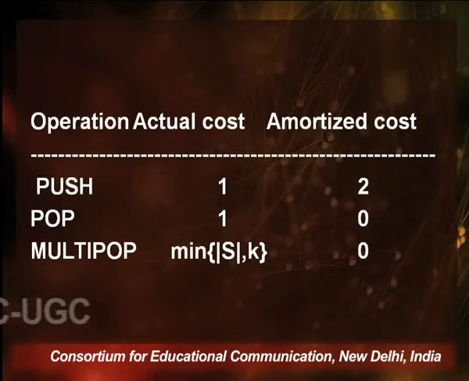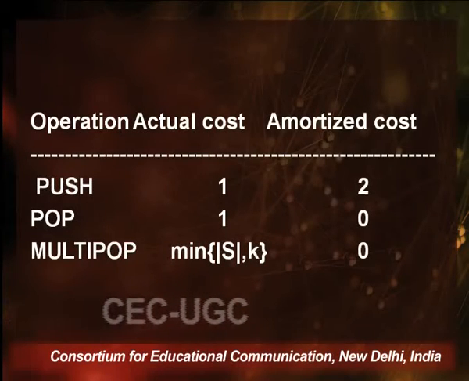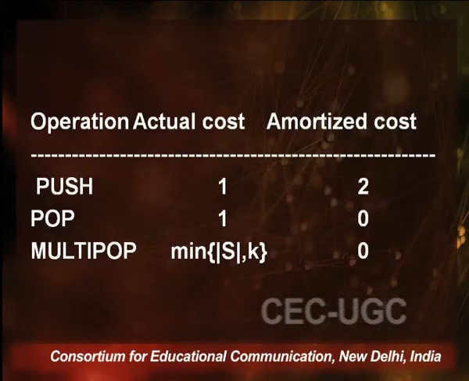The actual cost was 1 for push, 1 for pop, and a variable, the minimum of k and s, for multi-pop. But in this case, the amortized cost for push is 2, for pop is 0, and for multi-pop it is also 0. So let us try to compare these costs. In the table shown on the screen, we have the operations, their actual cost, and their amortized cost, which I just explained.